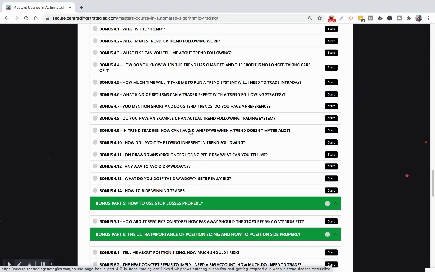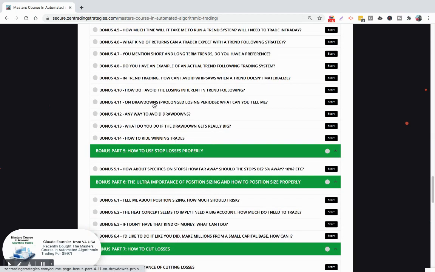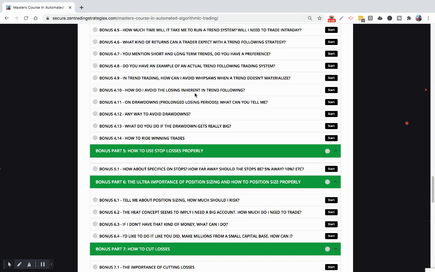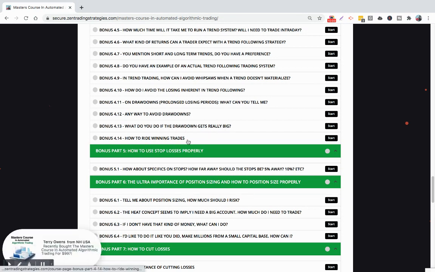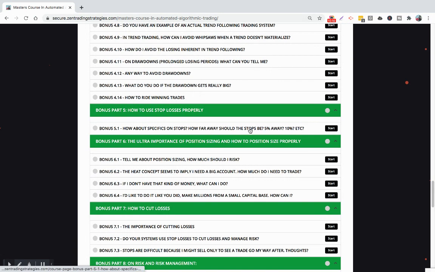You'll learn about avoiding whipsaws, which are periods of loss in trend trading, when trends don't materialize, and if it's possible to avoid those. You'll learn about how to avoid possible inherent losing in trend following. You'll learn about how to manage drawdowns, which are prolonged losing periods. You'll learn about if there are ways to avoid drawdowns, what to do if a drawdown gets really big, how to ride big winning trades, how to use stop losses properly, specifics on stops, how far away the stop should be.